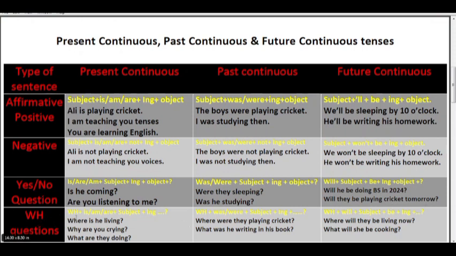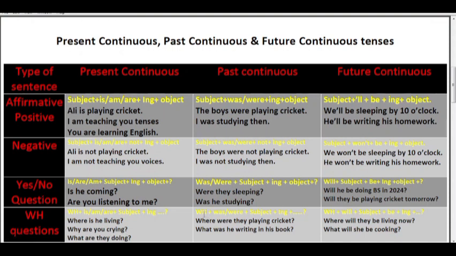For making WH questions, we introduce WH words like where, when, how, etc. Then the helping verb is, am, or are here in present continuous, then the subject, and then the ing form, and finally the question mark. For example, where is he living? Why are you crying? What are they doing?